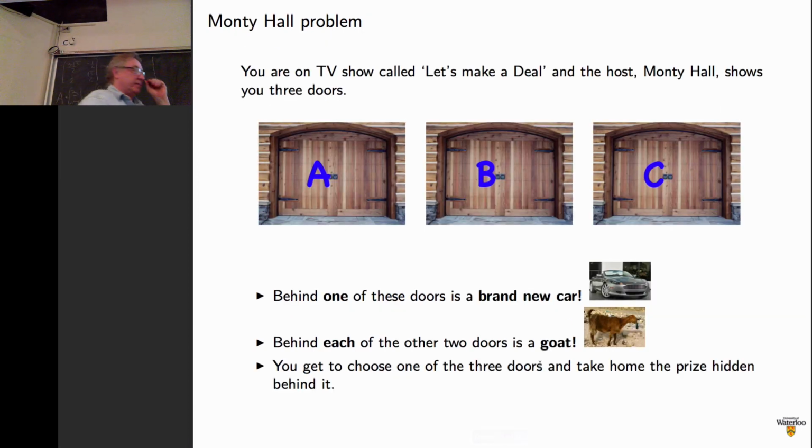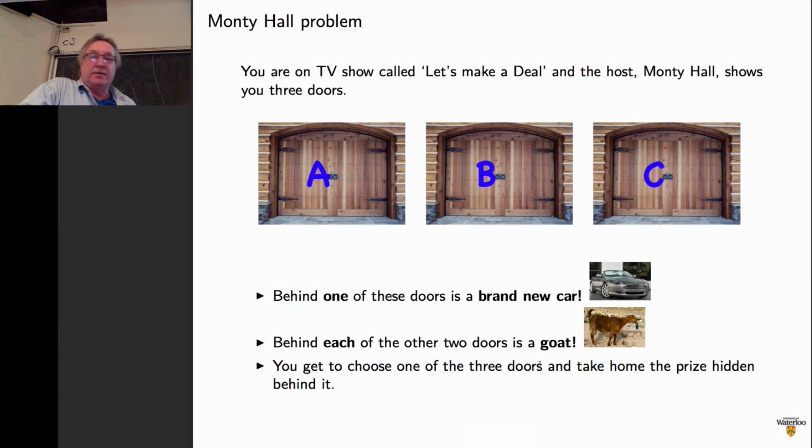Okay, let's do something fun. Let's do the Monty Hall problem. Monty Hall died this year. I don't know if anybody of you guys would know him. It was a TV show, I don't know when, in the 1960s, 1970s, 1980s, a long time. And it went something like this.